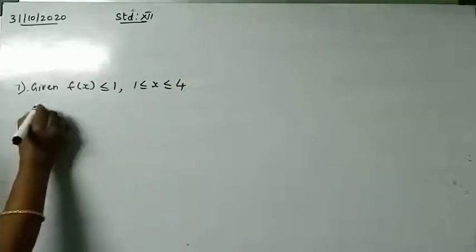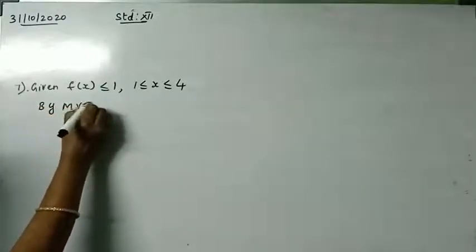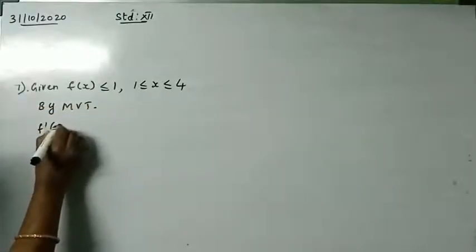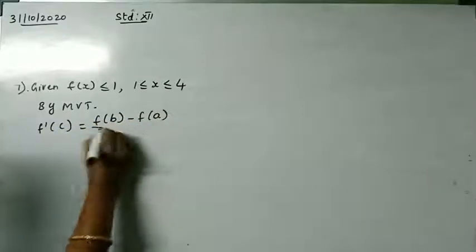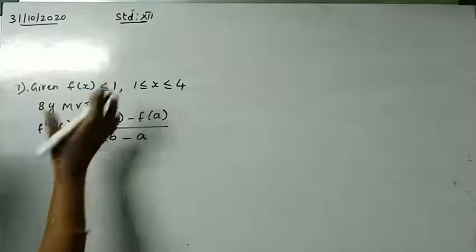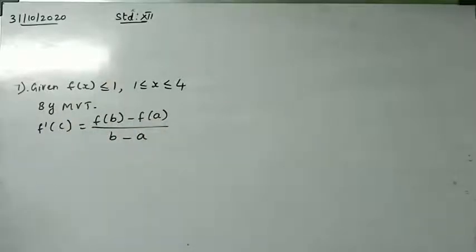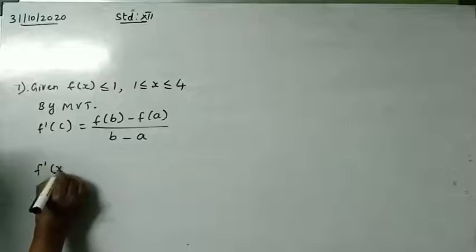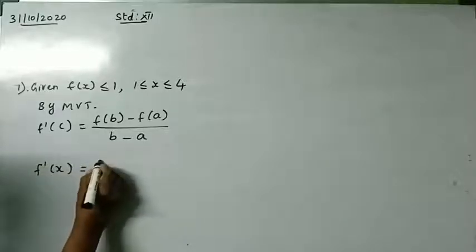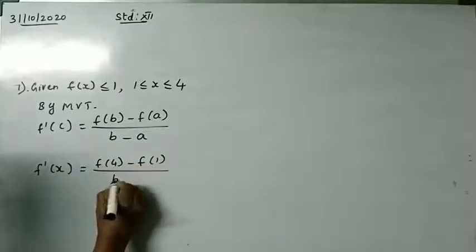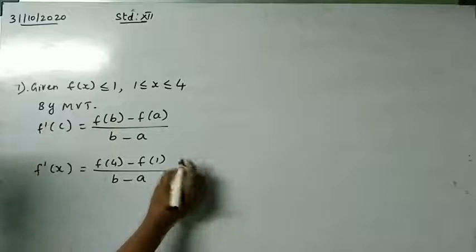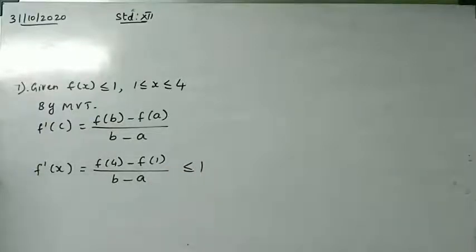Now by the mean value theorem, we can take f dash of c equal to f of b minus f of a divided by b minus a. Before that we can write that f of x is continuous and f of x is differentiable. Now f dash of c, that is f dash of x here, is equal to f of 4 minus f of 1 divided by b minus a, and f dash of x is less than or equal to 1, it is given.